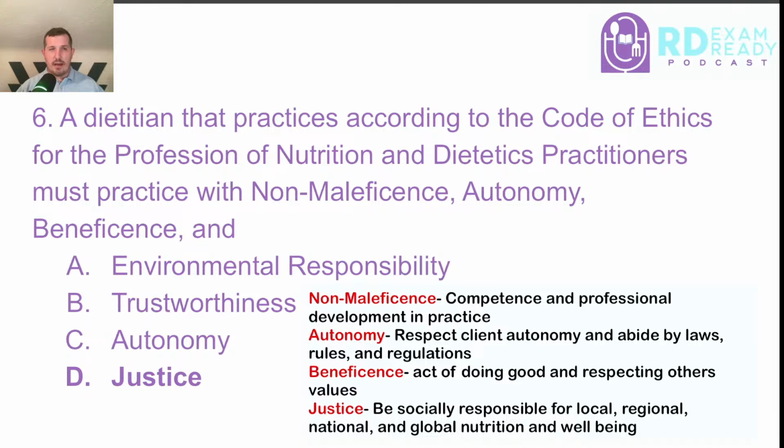Beneficence is all about professionalism. So this is the act of doing good and respecting others' values. Okay. So that would be like refraining from stereotyping, right? Stereotyping is not very professional. It would include things like upholding professional boundaries, not having romantic relationships with clients and students, things like that. Respecting the values, rights, knowledge, culture of the different clients you're working with. This would all fit into that beneficence.